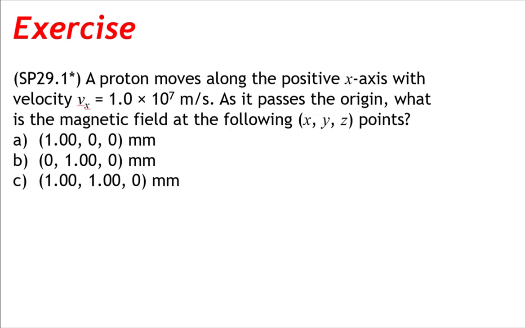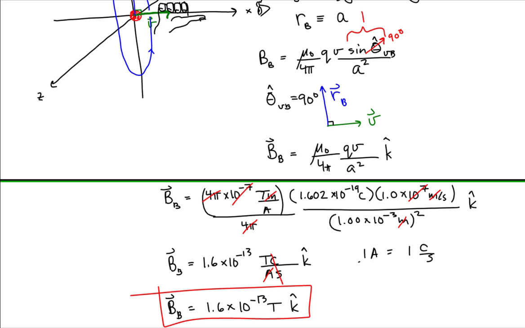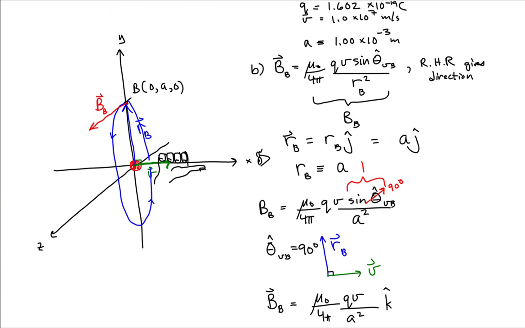In this second part, we're doing an alternative to using the right-hand rule for finding the direction of the magnetic field. We're going to use the actual definition of the cross product to find the direction of the magnetic field. So for this example, we used the right-hand rule to determine the direction of the magnetic field at point B due to that charge moving along the positive x-axis as it passes the origin.